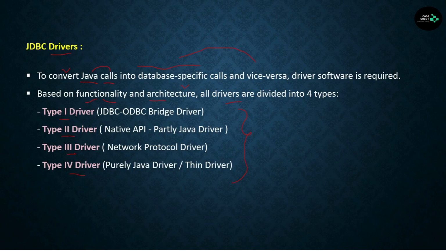And each of these drivers has a specific name. Type 1 driver is popularly known as your JDBC-ODBC bridge driver, whereas type 2 driver is known as your native API, partly Java driver. And type 3 driver is also called the network protocol driver. And type 4 driver is also called your purely Java driver, or more popularly we call it a thin driver.